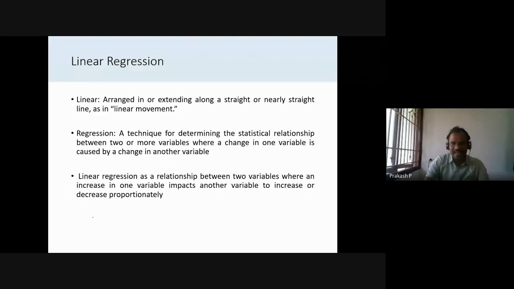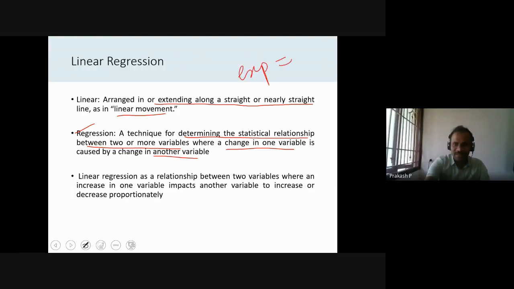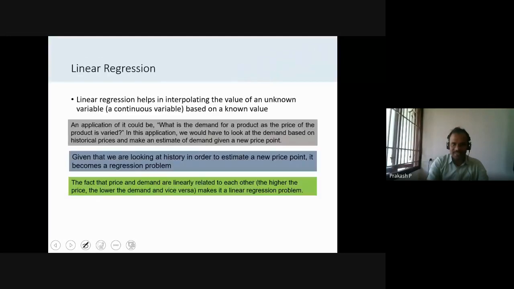Right. So the linear, arranged in a near straight line, is called linear movement. What is called regression? Determining the relationship between two or more variables, where change in one variable is caused by change in another variable. As I said, change in one variable, experience, will make an impact on the salary. Linear regression is the relationship between two variables where an increase in one variable impacts the other variable to increase or decrease. Either it may increase or it may decrease. This is called linear regression. I hope you understand the definition of linear regression, right?